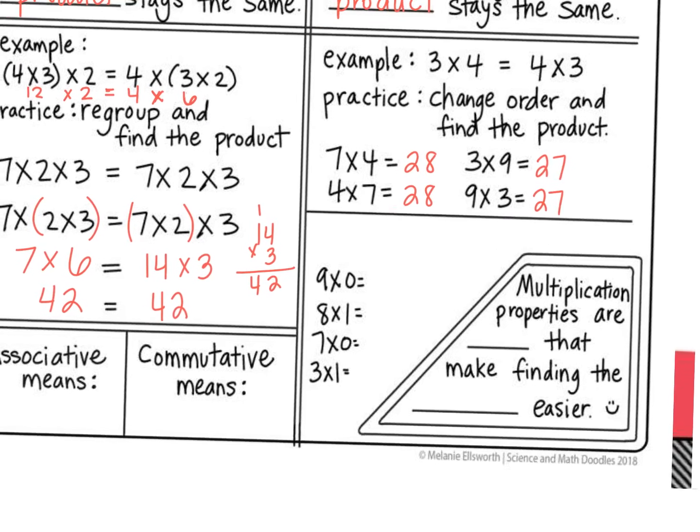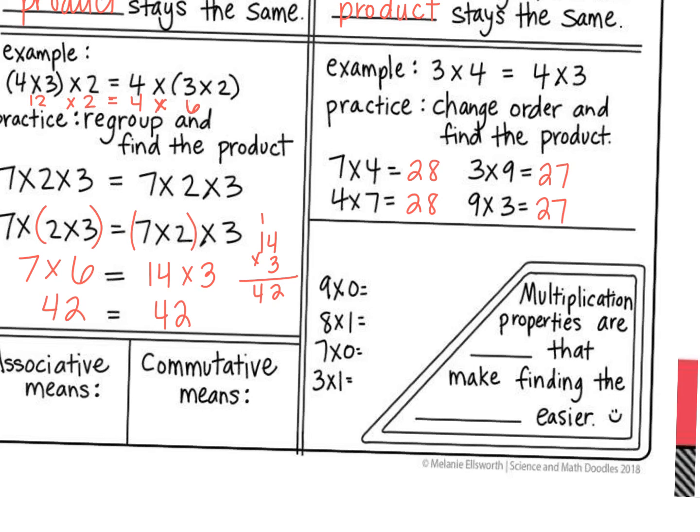Okay, down here I have a couple of examples of identity and zero property. What's 9 times 0? 0. What's 8 times 1? 8. What's 7 times 0? 0. What's 3 times 1? 3.